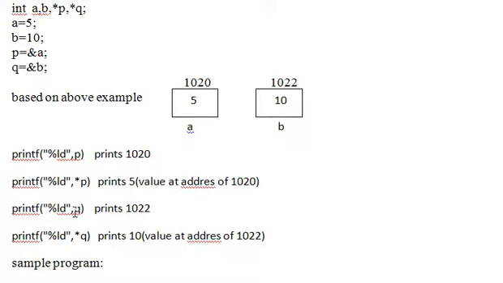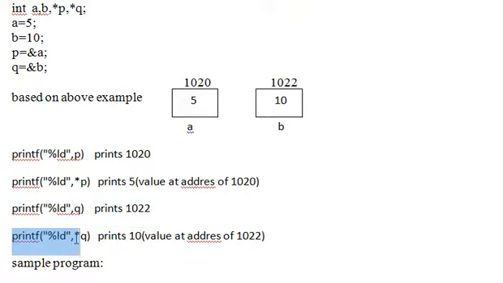Here q is the pointer variable. For this q we are assigning the address of variable b. The address of variable b is 1020. So when we are printing this q value, it prints the address of b, that is 1020.